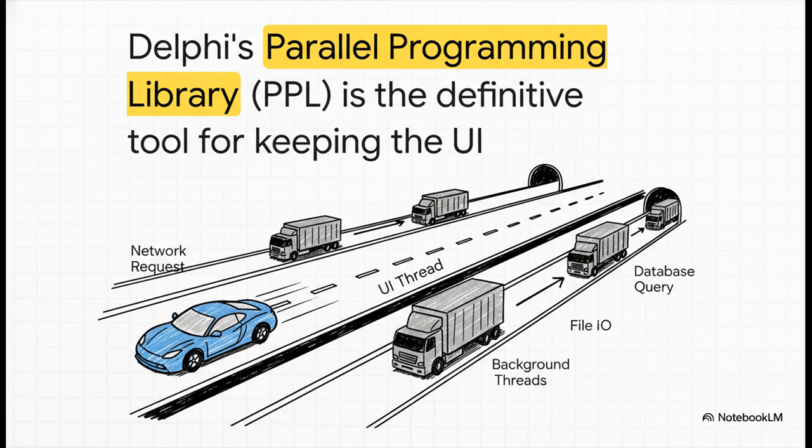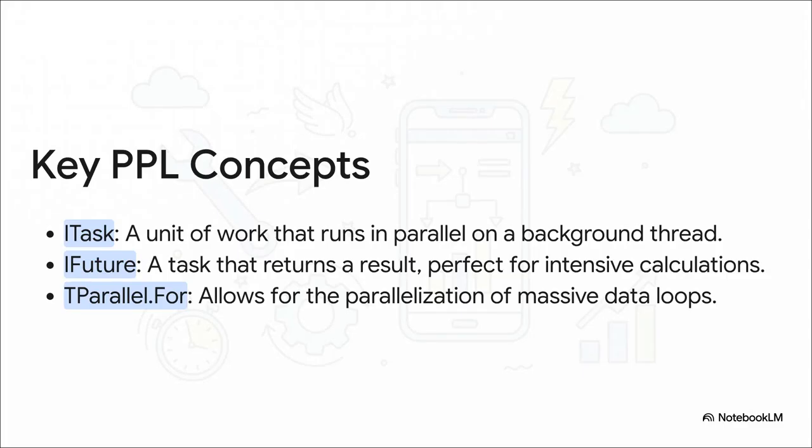This frees up the main thread to do what it does best: keep your UI incredibly smooth and responsive. Now, the PPL can seem a little complex at first, but it really just boils down to a few core ideas. An ITask is your go-to for just running some code in the background. Think of it as fire and forget. An IFuture is similar, but it's designed to give you a value back when it's done. Perfect for offloading a big calculation.